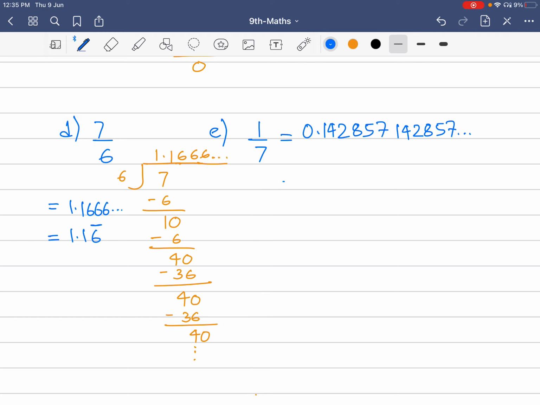So the way we represent this is 0.142857 with a bar over this whole block. Okay, this indicates that this whole block of digits keeps on repeating to the right hand side again and again. Okay, so this is how we can represent 1 by 7.